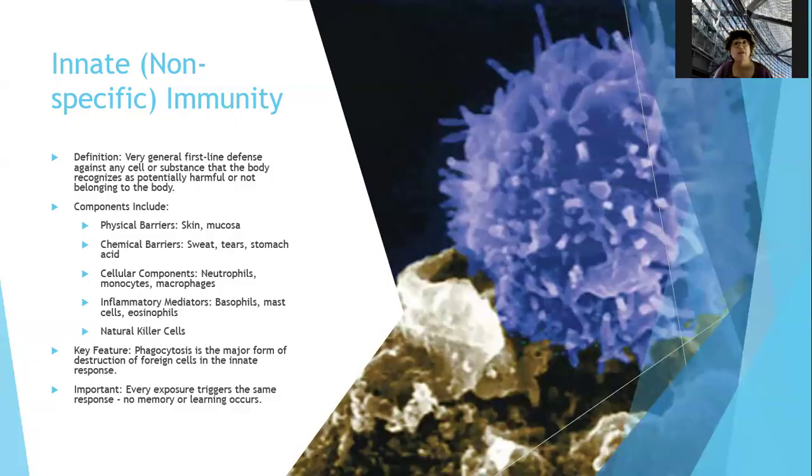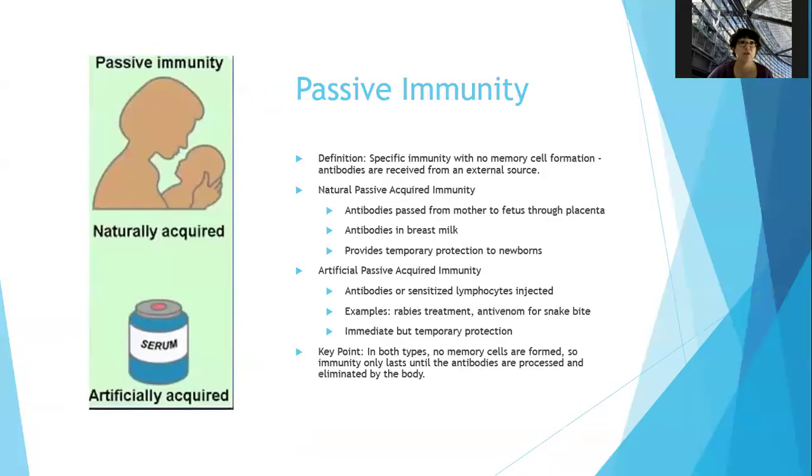The key feature of innate immunity is that phagocytosis is the major form of destruction of foreign cells in the innate response. Every exposure triggers the same response. There's no memory or learning. So new exposure, same response. New and new pathogens, same response. So with the non-specific, we're just born with it. That's why it's called innate. And we don't have to develop anything. It's always the same response.